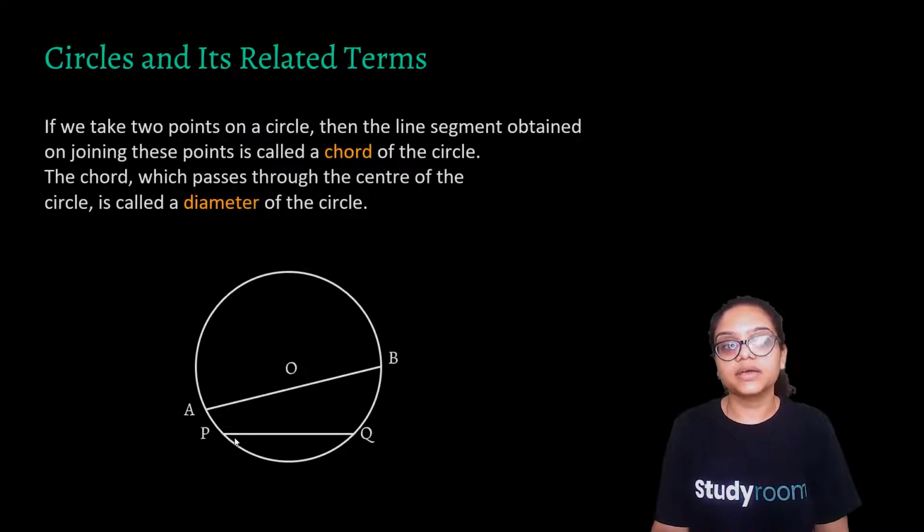Okay, next. If we take 2 points on a circle, then the line segment obtained by joining the 2 points on the boundary is known as a chord of the circle. And the chord which passes through the center is the longest chord of the circle, which is also called the diameter of the circle. Diameter is always equal to 2 radius, since it passes through the center and the distance on both sides is equal, which should be equal to 2r.